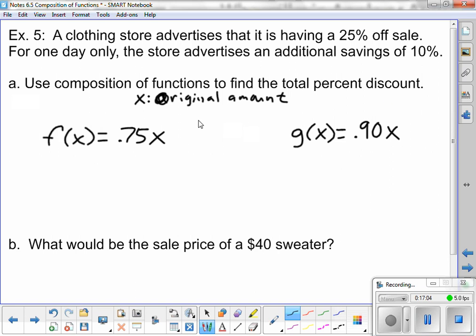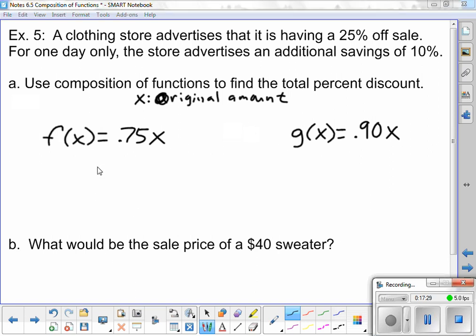All right, so now it's saying use composition of functions to find the total percent discount. So the question becomes, is it f of g of x or g of f of x? Now, you got to take into account what's happening first and what's happening second. First, you're taking 25% off, which is this one. So that's the first thing that's happening. And then you're going to be taking that 90%, the 10% off.